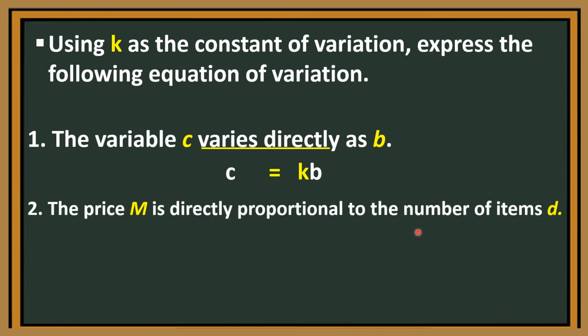Let's have another. The price M is directly proportional to the number of items D. Keywords, directly proportional. So let us translate that into an equation. That is M is equal to K times D, wherein K is the constant.